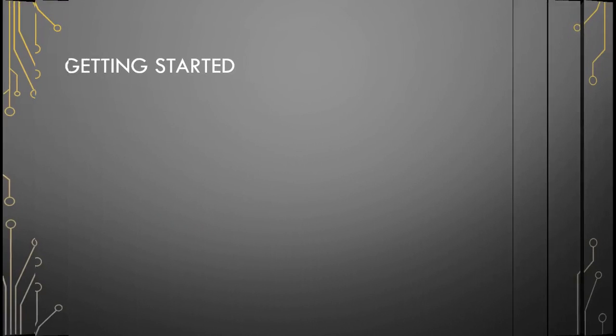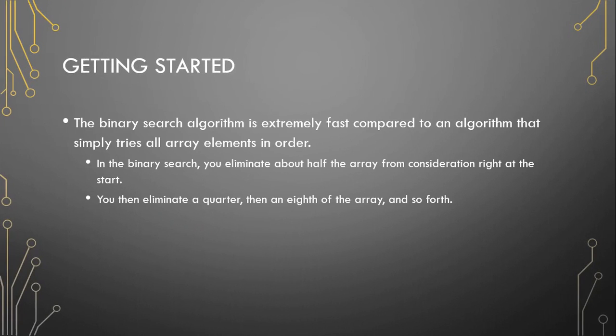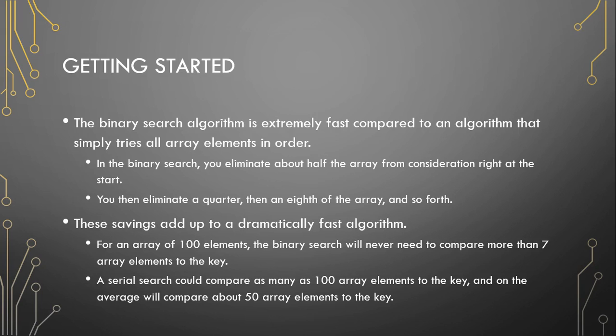lesson. So getting started, the binary search algorithm is extremely fast compared to an algorithm that simply tries all array elements in order. In the binary search, you eliminate about half the array from consideration right at the start, and then you eliminate a quarter, and then an eighth, and so forth. For example, if you have 100 elements in the array, you right off the bat say, well, I'm not going to check all 100, I'm going to check 50. These savings can add up to a dramatically fast algorithm.